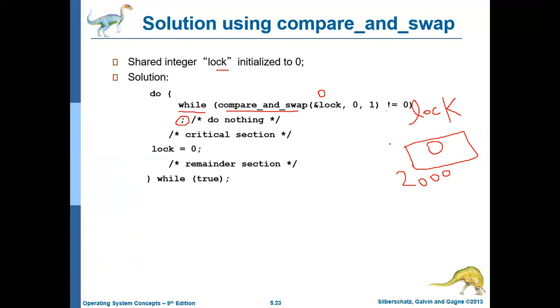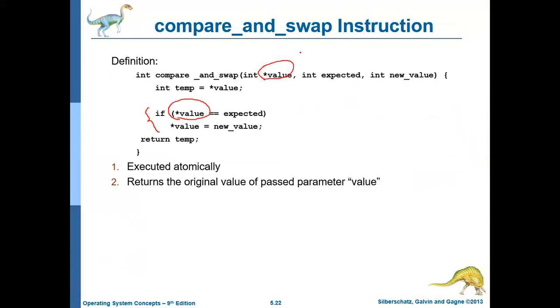So let us assume lock is 0. Then what happens? The address 2000 is passed for lock, and the other values are 0 and 1. Now 2000 is received in star value. What is star value? Star value is a pointer, so value is going to point to the location whose address is 2000.